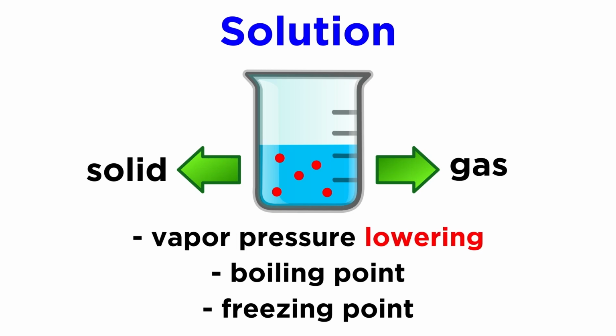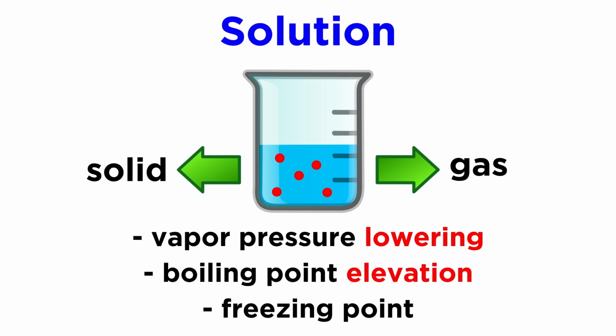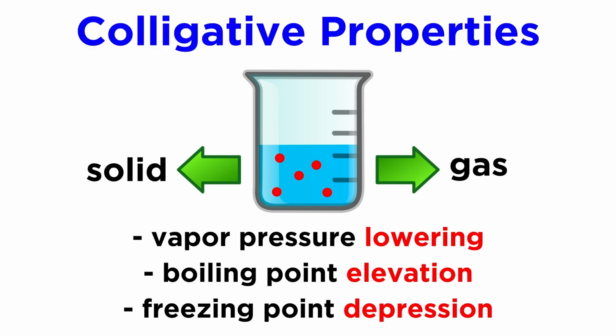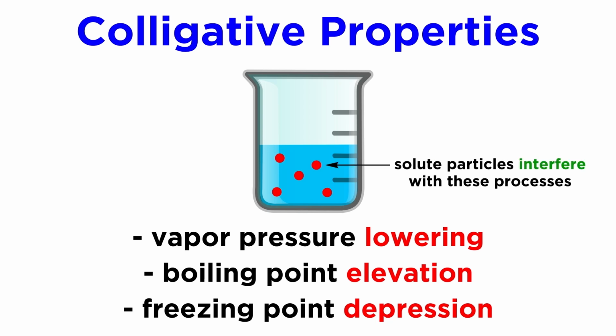Specifically, fewer particles will vaporize, resulting in a reduced vapor pressure. It will be harder to boil, resulting in an elevated boiling point, and it will be harder to freeze, resulting in a lower freezing point. These properties that are exhibited by solutions are called colligative properties. They involve the properties exhibited by a solution by virtue of solute particles that interfere with physical processes that the solvent can undergo, like phase changes.